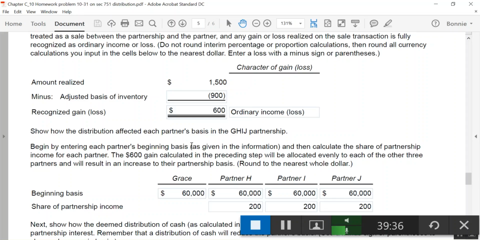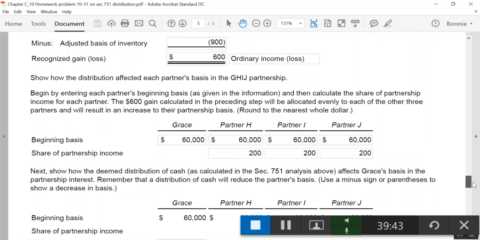Now we're supposed to show how the distribution affected each partner's basis in the partnership. What you do is begin by entering all of the partners' beginning bases, and that was given to you in the information above. It said that on January 1, or maybe December 1, it doesn't matter, but before the distribution, each partner's basis was 60K.